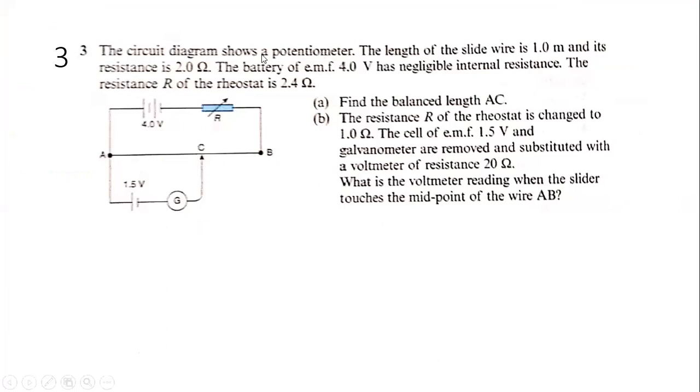The circuit diagram shows a potentiometer. The length of the slide wire is 1 meter and its resistance is 2 ohm. The battery of EMF has negligible internal resistance. The resistance of R is 2.4 ohm. Find the balance length. Before you can find this balance length, you have to find the PD across AB. The normal PD is 4 volt, because now the PD is shared between R and VAB. You have to find the potential difference across VAB.